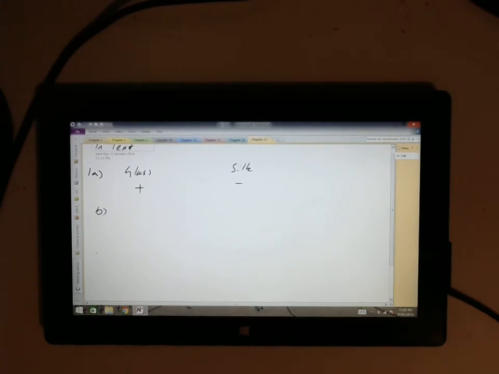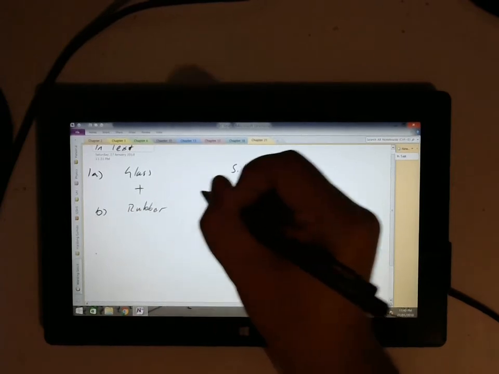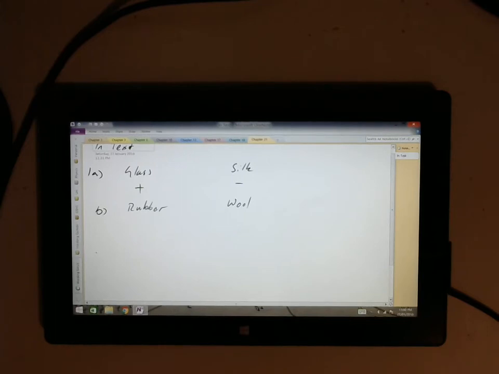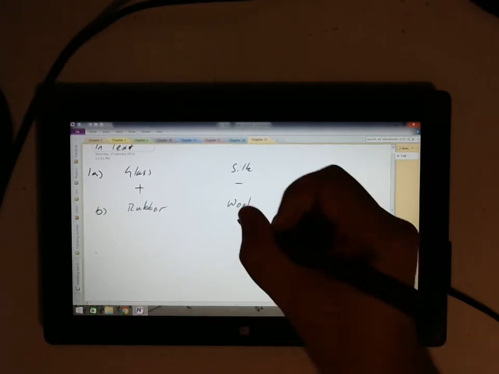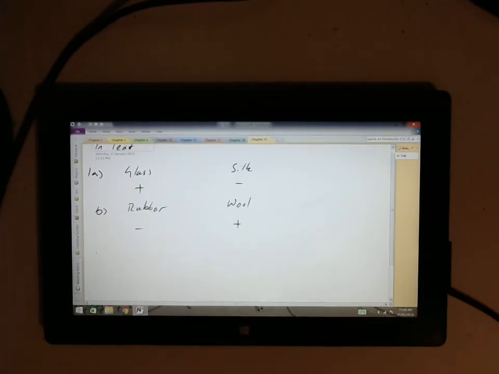Let's have a look at our next two. Now our next two are rubber and wool. Again, if we take a look at the list, we see that rubber is quite low down at the bottom, about halfway to 2/3 through the negative section, but wool is quite clearly up in the positive area. So wool is going to donate electrons, it's going to give them away, and so the wool is going to become positive, which means the rubber has to be negative.